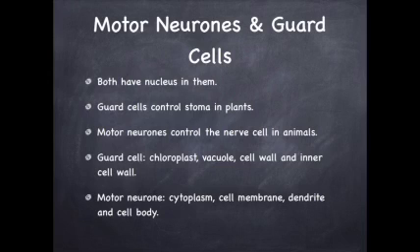For example, guard cells have chloroplasts, vacuoles, cell walls, and the inner cell wall. Motor neurons have cytoplasm, cell membranes, dendrites, cell bodies, and others. Guard cells are important to the plant because they are letting oxygen come through to give plant life. The motor neuron is important because the animal can sense a stimulus and transmit signals, giving the animal the reaction it has.